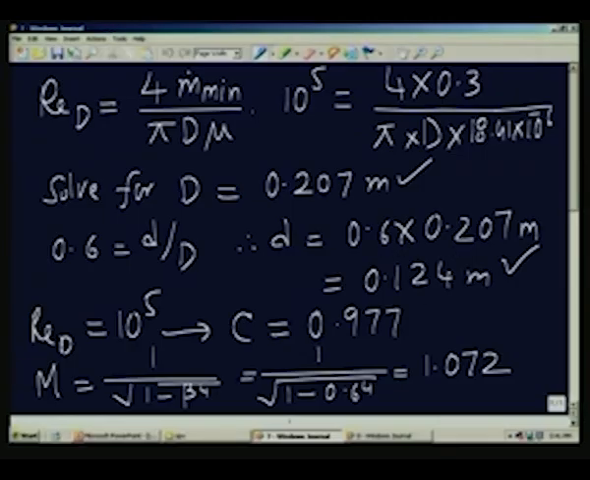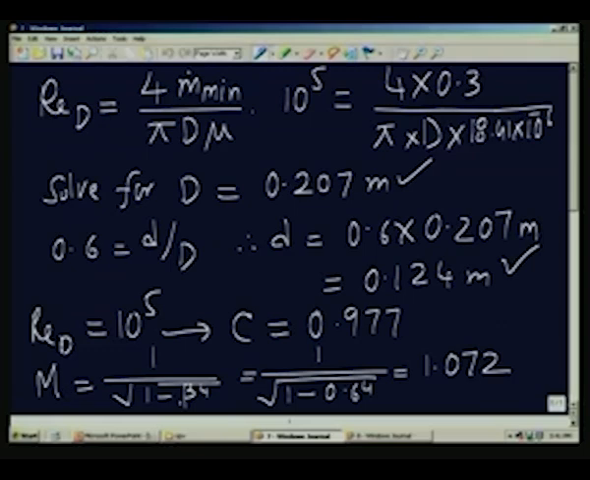So, the proportions of the venturi required for this particular measurement are decided based on the Reynolds number, which is specified to have a minimum value. And at a Reynolds number of 10 to the power of 5, you remember that we had given a figure which gave the value of the coefficient of discharge as a function of Reynolds number, and from that we take the value of C equal to 0.977.